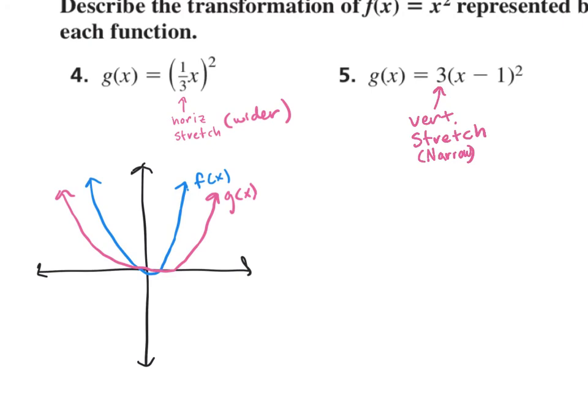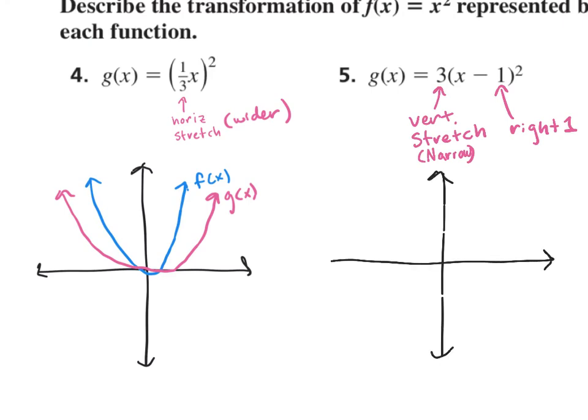And then what about this -1 on the inside? Right 1. Perfect. Right 1. So let's graph it. We'll graph our f of x here. And then our g of x, we're making it more narrow and we're moving it to the right one. Any questions on this one?